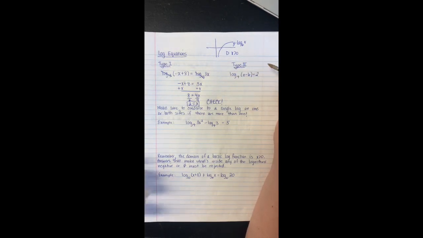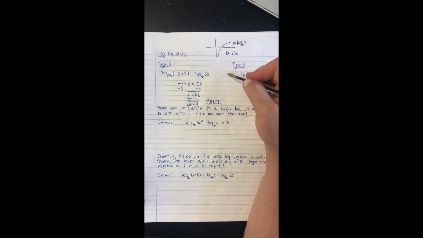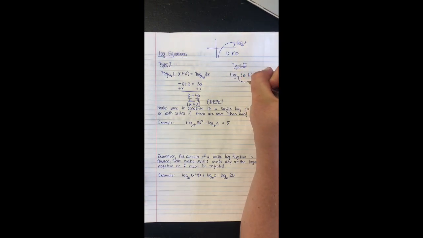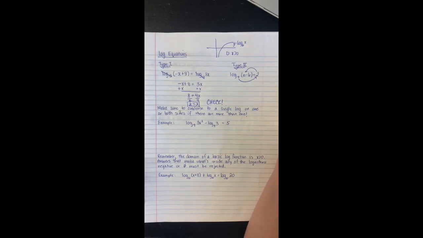You need to make sure it's a condensed log. It can't be like log plus log or log minus. It can't have any coefficients. Once you get it to this, you're going to use the ability to rewrite logs as an exponential function to be able to solve this. So the way you do that is you take the base of the log, you raise it to the power on the other side, and you set it equal to everything that's inside of that log.